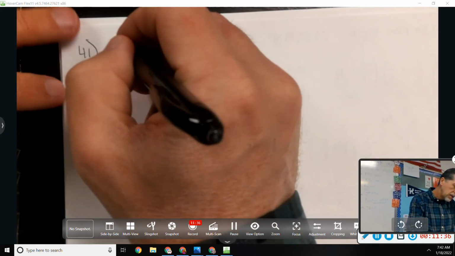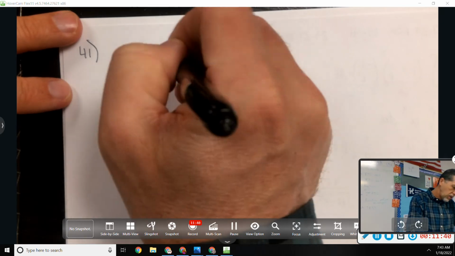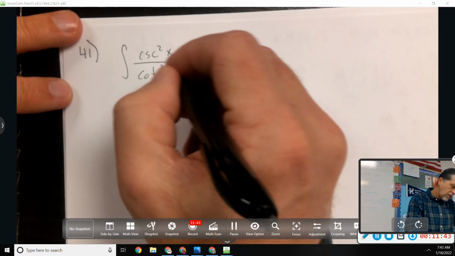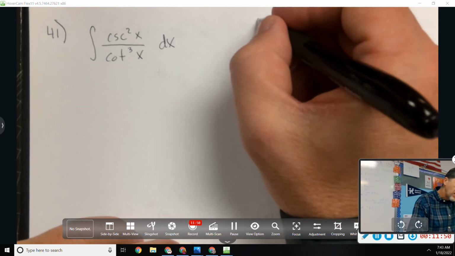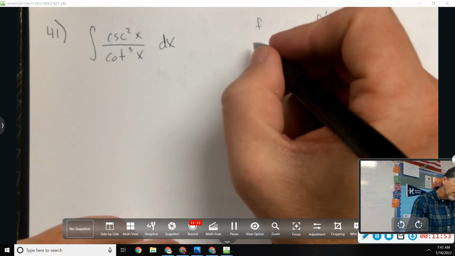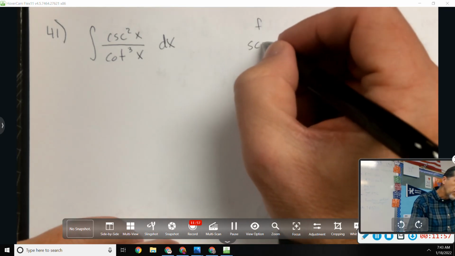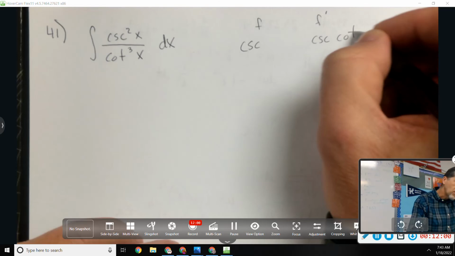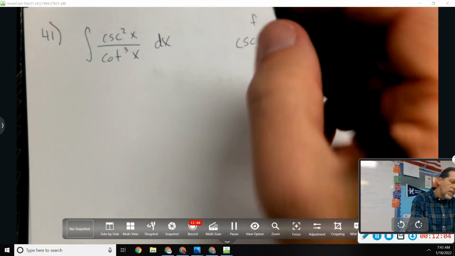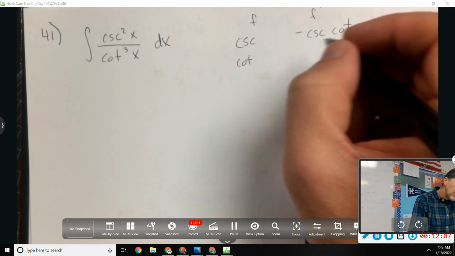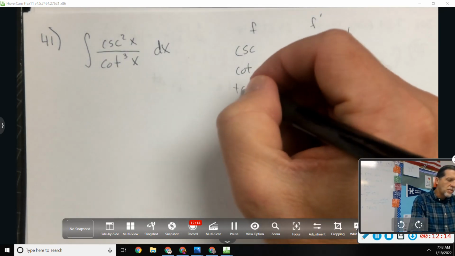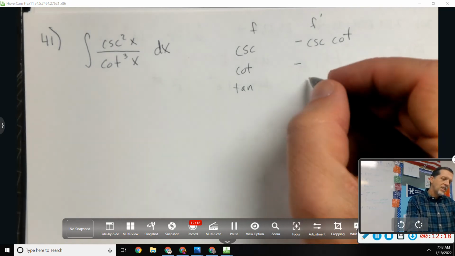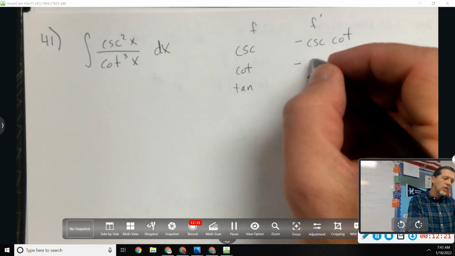And then number 41. Cosecant squared over cotangent cubed. Yuck. Let's see. Just trying to remember both of these here. Derivative of cosecant is negative cosecant cotangent. Derivative of cotangent is, do you remember the derivative of cotangent? Back up, do you remember the derivative of tangent? Tangent is secant squared, so cotangent is negative cosecant squared.